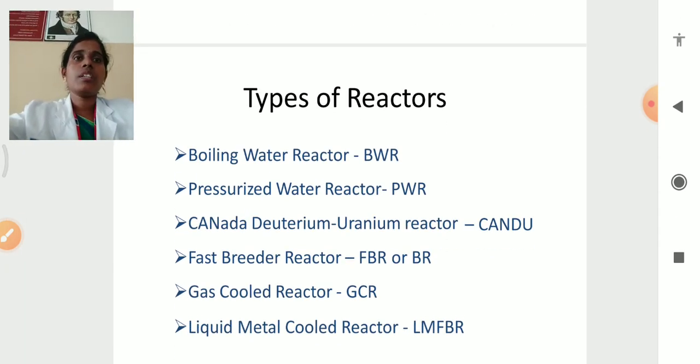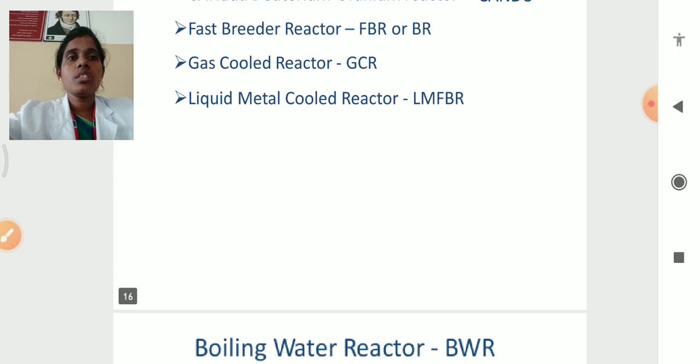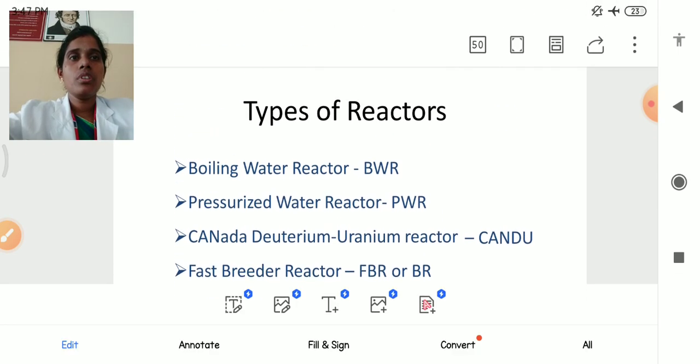There are several kinds of reactors: boiling water reactor, pressurized water reactor, CANDU deuterium uranium reactor, fast breeder reactor, gas cooled reactor, and liquid metal cooled reactors. The boiling water reactor has a boiling water component, and the pressurized water reactor has a pressure tank in order to maintain the pressure. So these are the various types of reactors.